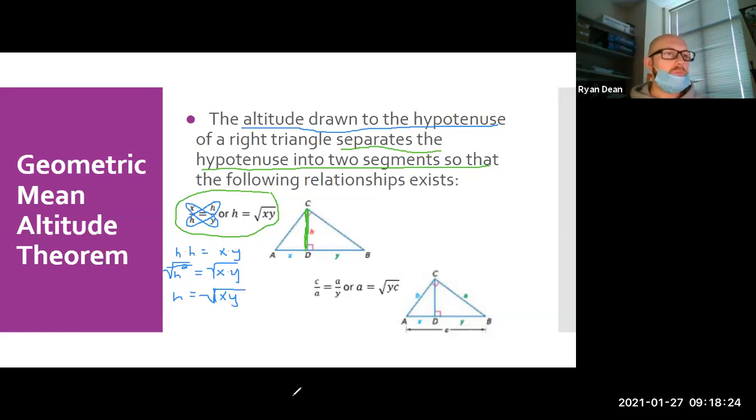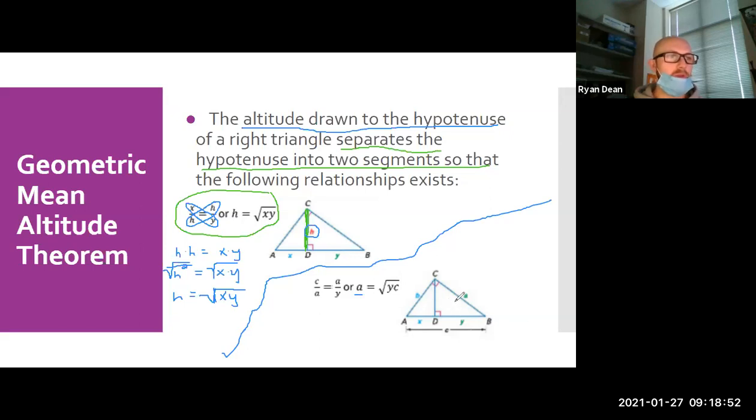Okay, so that's when we're trying to find the length for this altitude. Okay, now we also have another relationship. So this piece down here, what we're doing is we are finding this length A.